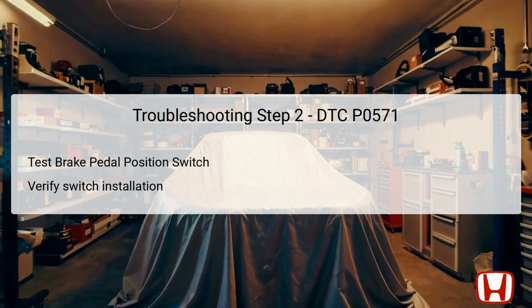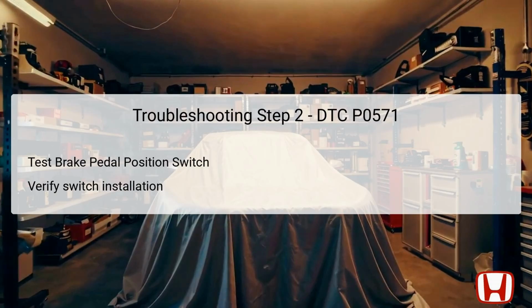The next step in troubleshooting DTC P0571 involves inspecting the brake pedal position switch itself. Begin by conducting a functional inspection of the switch, which involves pressing the switch rod and observing whether the brake lights operate as expected. Under normal conditions, the brake lights should turn off when the pedal is released. If the brake lights do not function correctly, this indicates a potential problem with the installation or positioning of the switch.